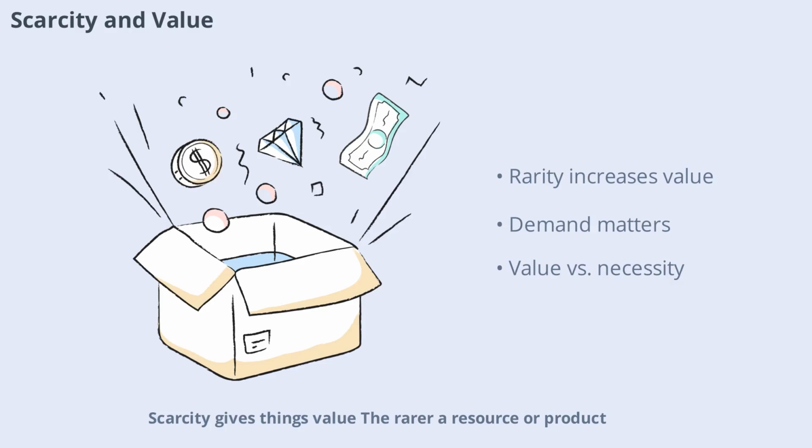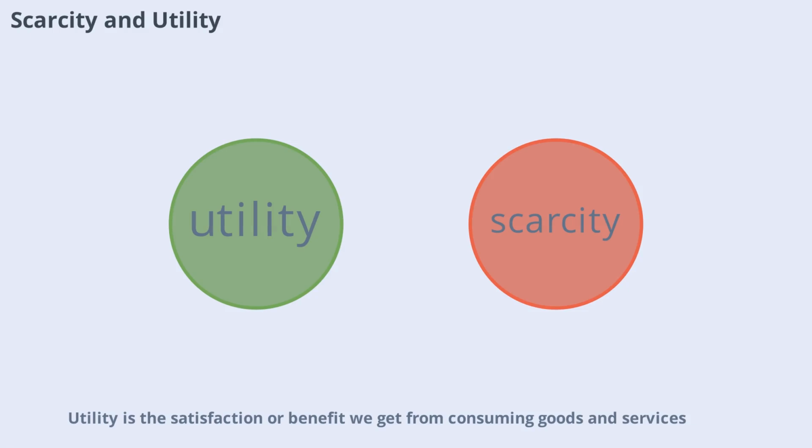Scarcity gives things value. The rarer a resource or product, the more valuable it tends to be. This principle explains why diamonds are more expensive than water, even though water is essential for life. Value is shaped by both scarcity and demand. Utility is the satisfaction or benefit we get from consuming goods and services. Scarcity forces us to choose the combination of goods that gives us the most utility. This is why we make trade-offs and prioritize certain things over others.